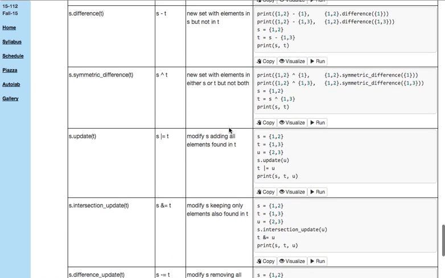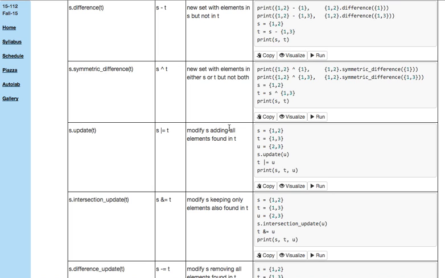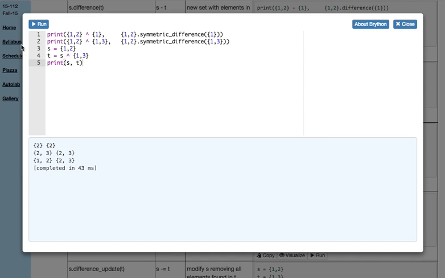We have symmetric difference, so this gives us a new set with the elements that are in either of the sets that we're comparing, but not both of them. So the symmetric difference here is just 2, because we took out 1. And here the symmetric difference is {2, 3}, because once again we took out 1.